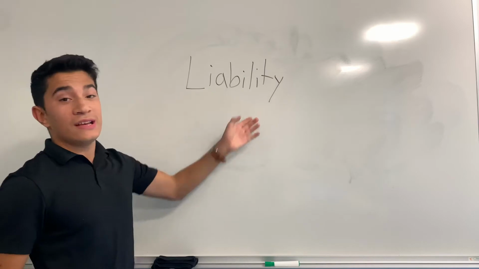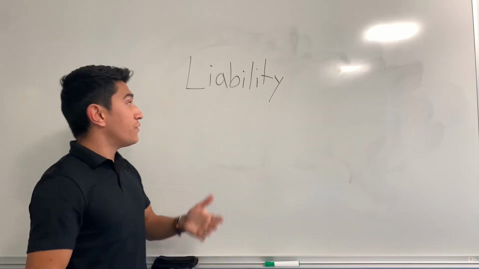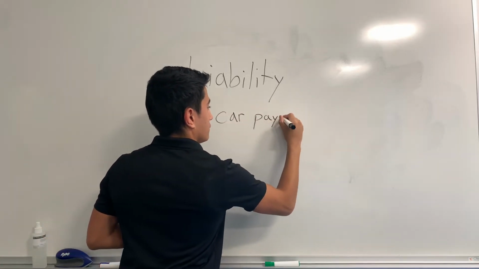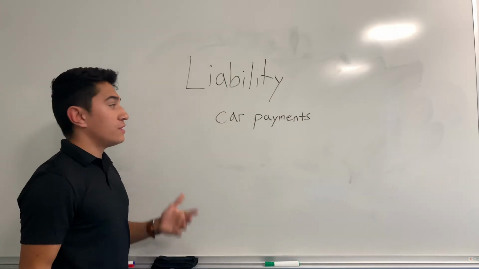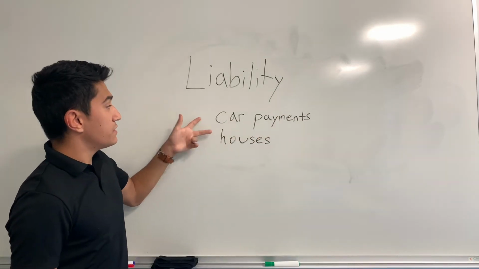So liability: this is anything that you have to pay, like a debt. For example, what is a liability? You can think of it like car payments. You can also think of houses. You're taking on these two liabilities.